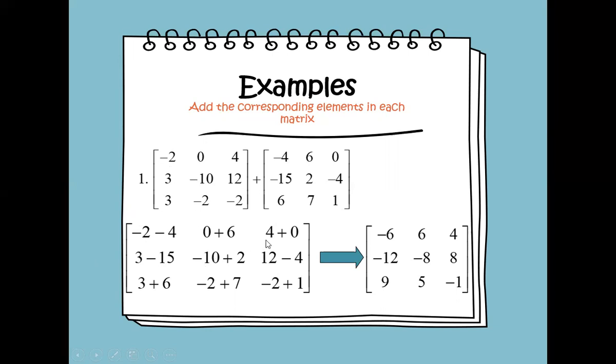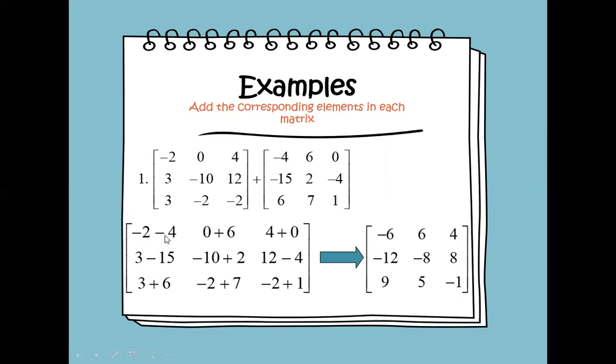And then -10 plus 2, 12 plus -4 will be equals to minus 3 plus 6, -2 plus 7, and -2 plus 1. So we can solve it mentally, no need for a calculator here, but if you need to check, you can write this in calculator.